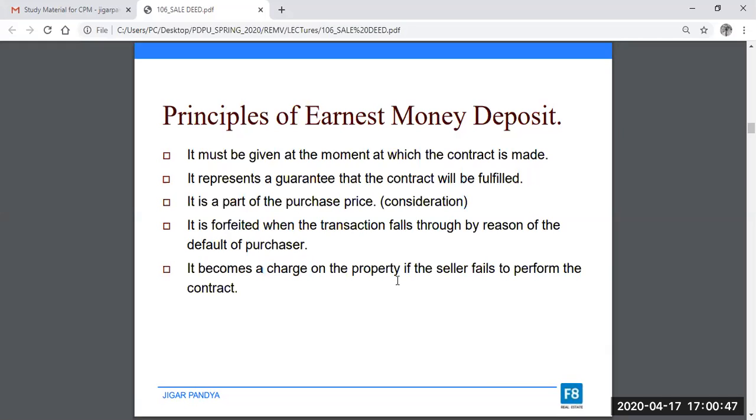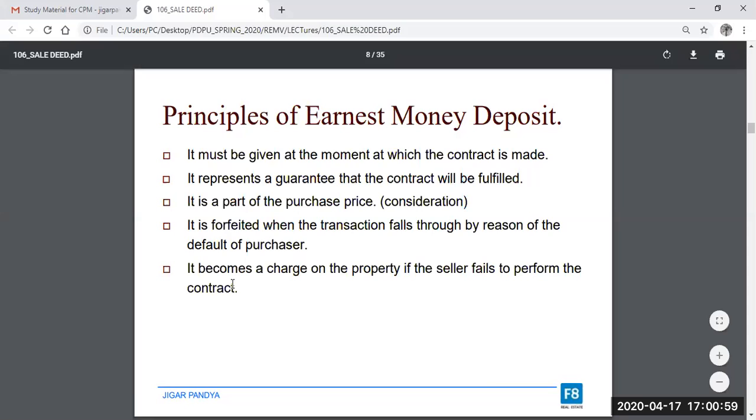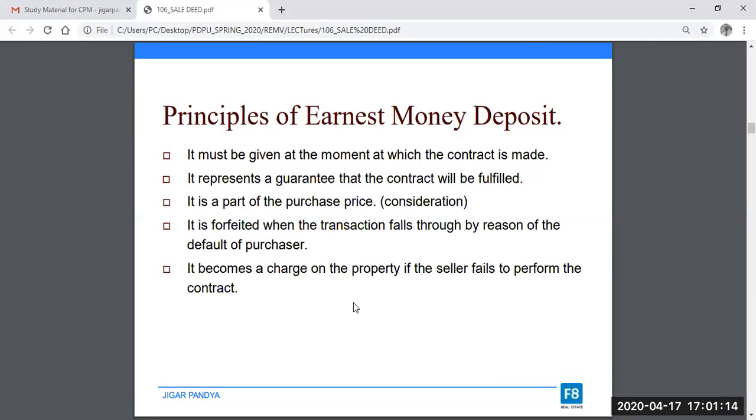So that is very, very important. But for it to become a charge, it is important that the seller, that is the vendor, fails to perform the contract or backs out of the contract. However, if the buyer pays this amount of EMD and if all the remaining money is to come within, let's say, the next 6 months, and if he defaults, then it will not be a charge on the property because he or she did not fulfill their part of the duty. So it is very important that it will create a charge if the seller fails to perform the contract.